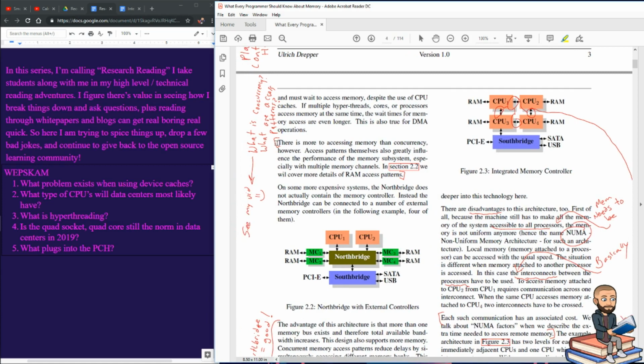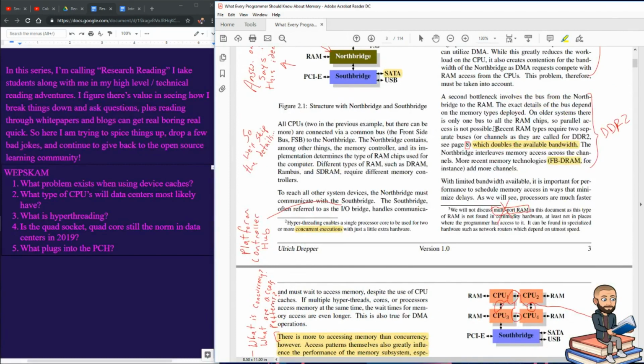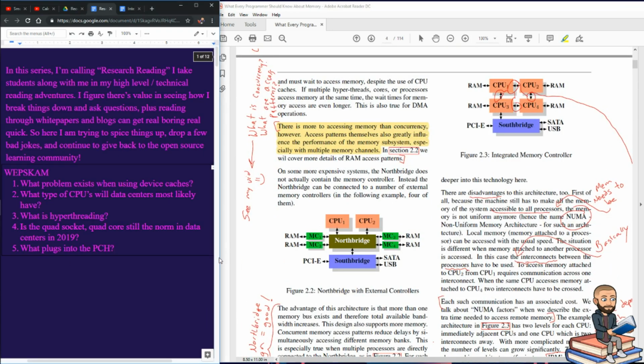So this paragraph I thought was noteworthy. There is more to accessing memory than concurrency, however. Access patterns themselves also greatly influence the performance of the memory subsystem, especially with multiple memory channels. If we go right back up here, this literally said, recent RAM types require 2 separate buses or channels. So think of buses when you think of channels, as they are called for DDR2. Okay, so let's gather ourselves and ask some questions. The text brought up concurrency.